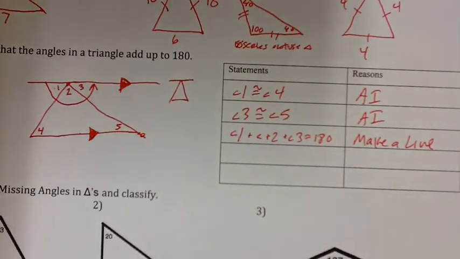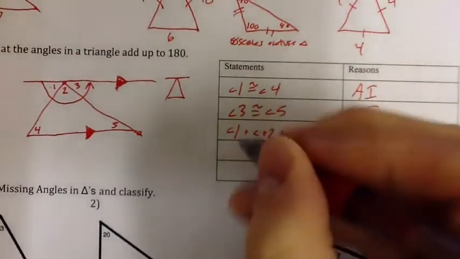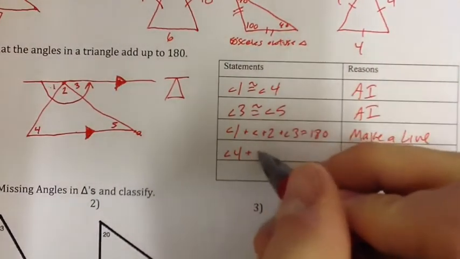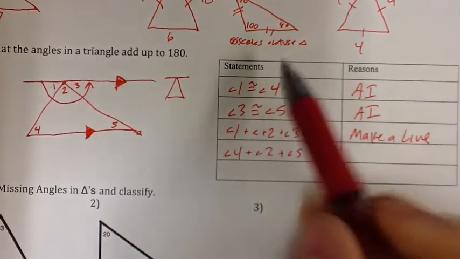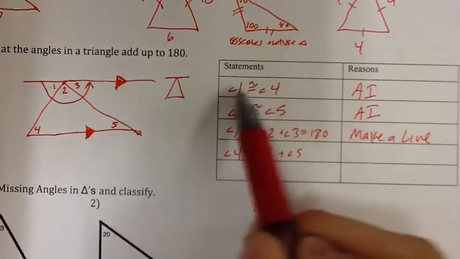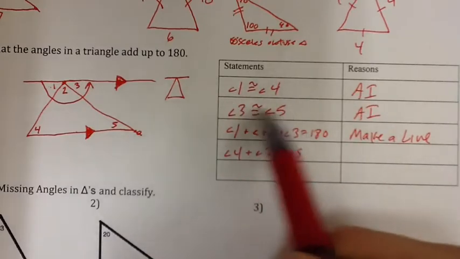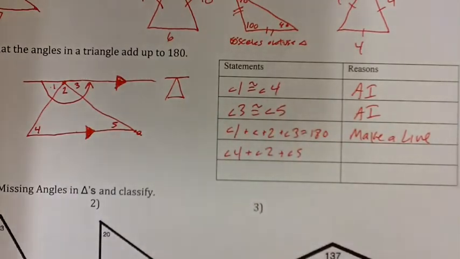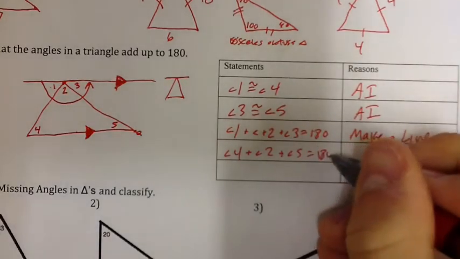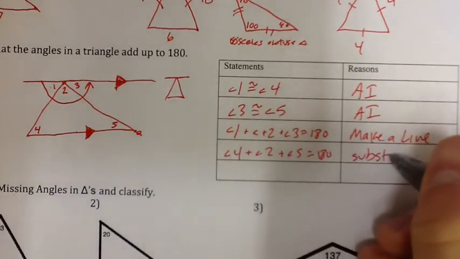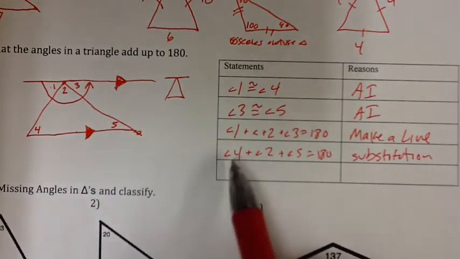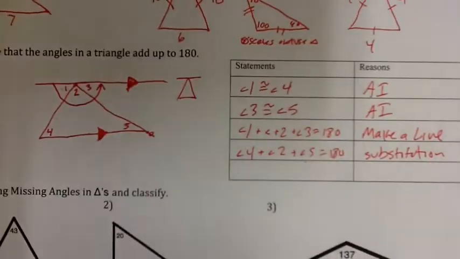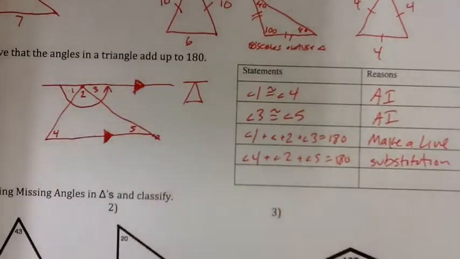Now if you're thinking, okay, if angles 1, 2, and 3 equal 180, well, we just said 1 is the same as 4, and 3 is the same as 5, right? They're equal. 1 and 4 are the same exact thing, so instead of 1 I'm just putting a 4. 3 and 5 are the same, so instead of 3 I'm just putting 5. I'm just substituting. And then all of a sudden 4, 2, and 5 equal 180.